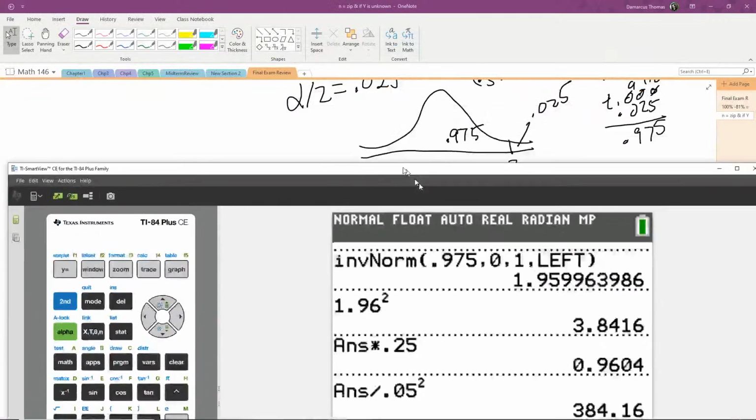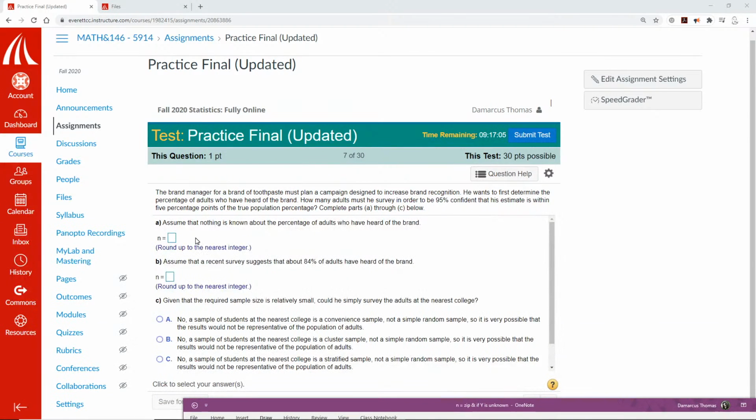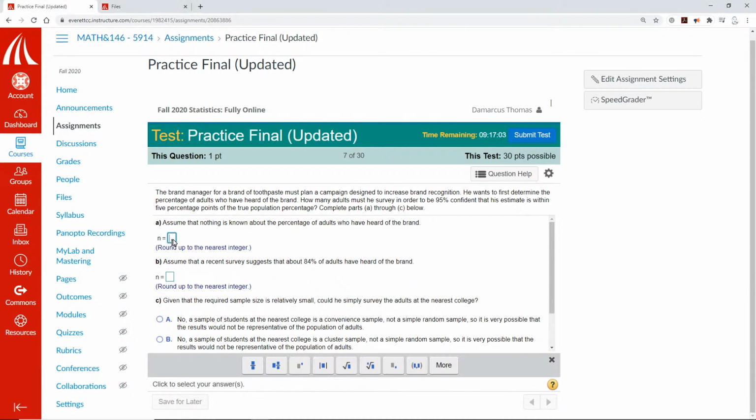Now, in part A, it's because we don't know the percentages, we're going to say, well, you need to survey 385 people. Exactly that amount. No more, no less. Now, for part B, it says that we actually do know that the percent of adults who've heard of it, and therefore the p hat is 0.84.